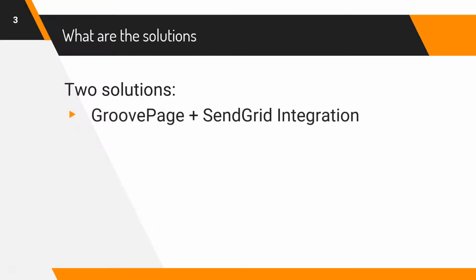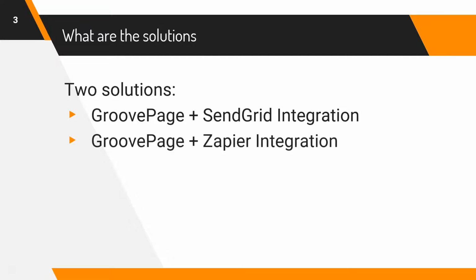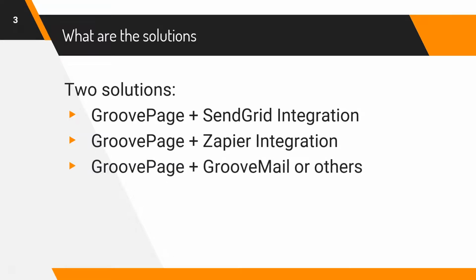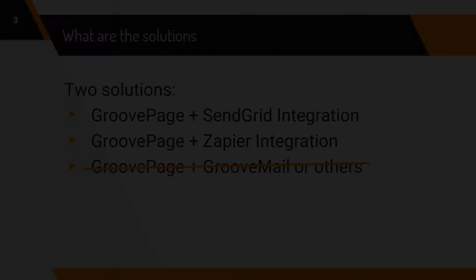So as I mentioned in another video, we have multiple solutions. I will make a link below to the previous video, but we have GroovePages and SendGrid that we can use, and we can use GroovePages with Zapier integration. So the other videos show both of them. We also have some people who talk about GroovePages and GrooveMail, but GrooveMail is an autoresponder, so it will not enable you to receive the email from your customer. So this is not something that we will see in detail.